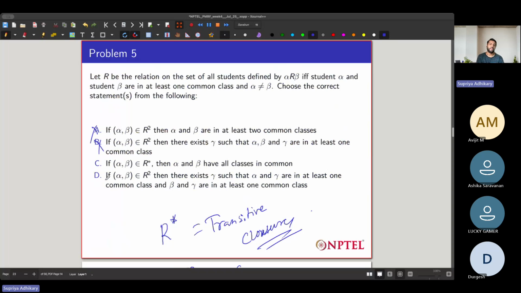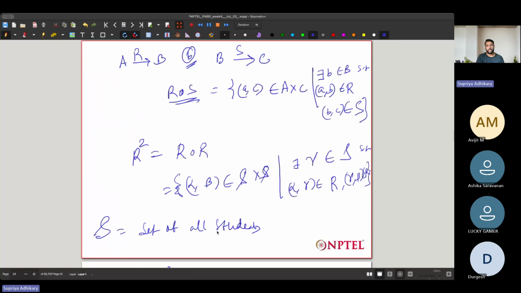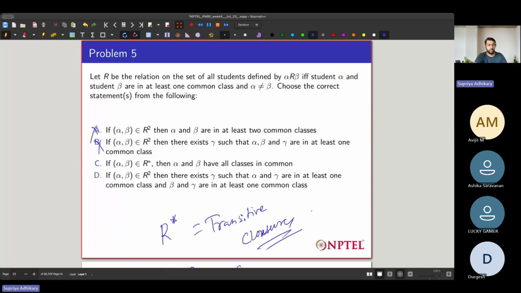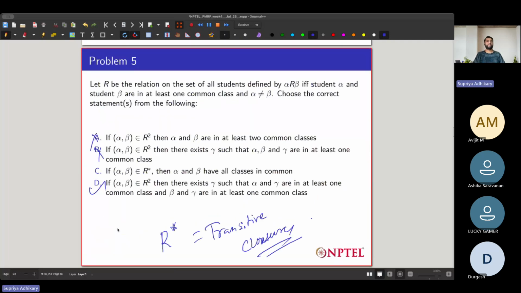So finally, we have: if alpha beta is in R square, then there exists a gamma such that alpha and gamma are in at least one common class, and beta and gamma are in at least one common class. That is what we have seen over here. There must exist a gamma such that alpha and gamma are related and gamma and beta are related. So alpha and gamma share a common class, and beta and gamma also share a common class. But it might not necessarily be true that the class shared by alpha and gamma is the same as the class shared by gamma and beta. So this is true.